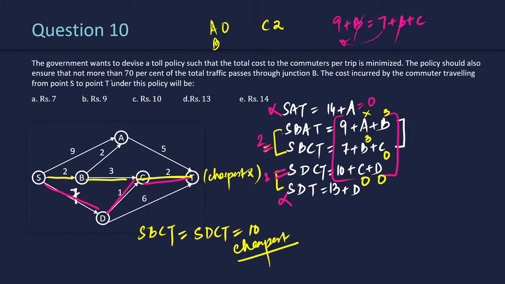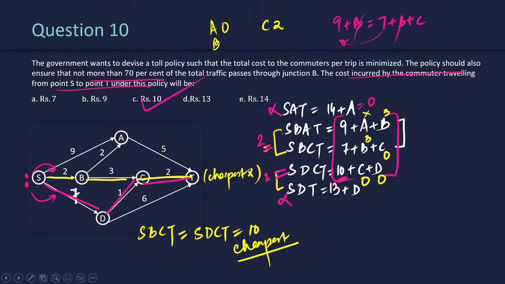So can I say not more than 70% of the traffic passes? Only 50%? Meaning there will be two commuters, one will query this, one will go this way. So the cost incurred by the commuter traveling from S to T under this policy is going to be 10 rupees, because we can't go below 10. We can't have negative value for it at all.